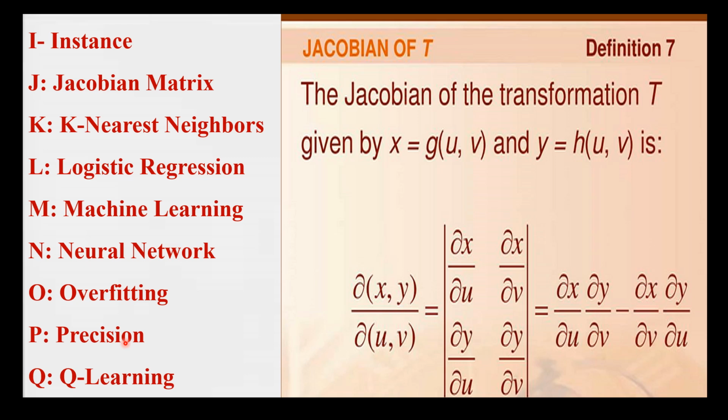P is the precision, which measures the proportion of true positives among the predicted positive instances. In a medical diagnosis, precision would indicate the proportion of patients accurately diagnosed with the disease among those diagnosed positive.